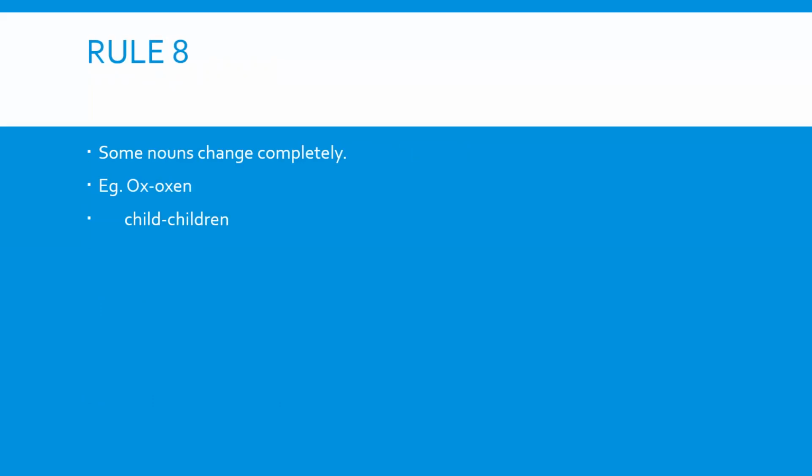Rule number 8. Some nouns change completely, like ox will become oxen, E-N. Who would have ever thought? Child becomes children, totally different.